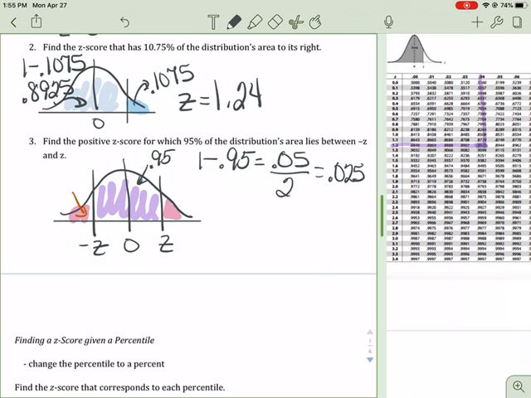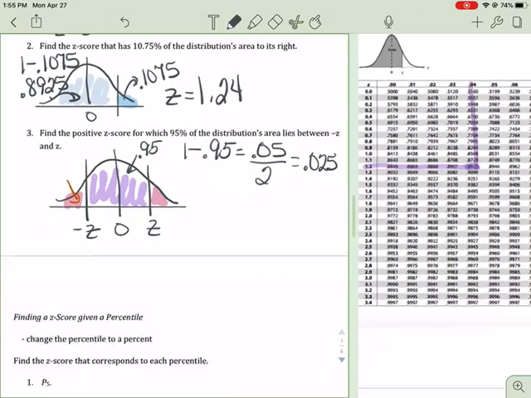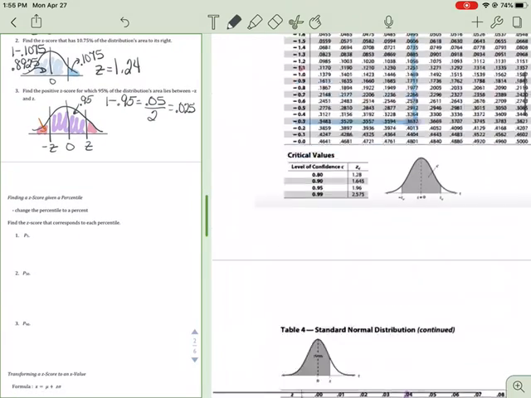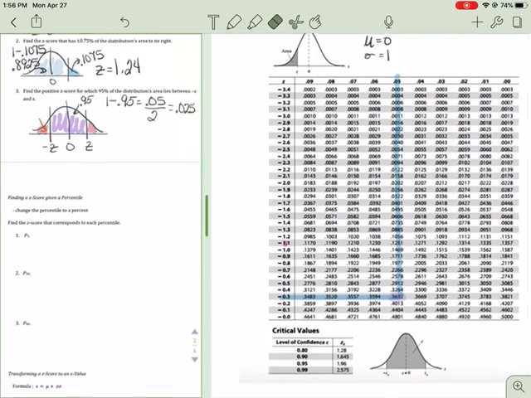0.025. That's what I'm going to look up in the chart. Now I'm going to use the negative because that's the easiest one to find, because once we find the negative, we also have the positive. We just have to drop the negative sign. So 0.025 on the negative side.